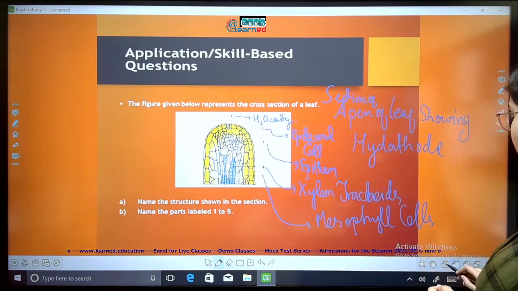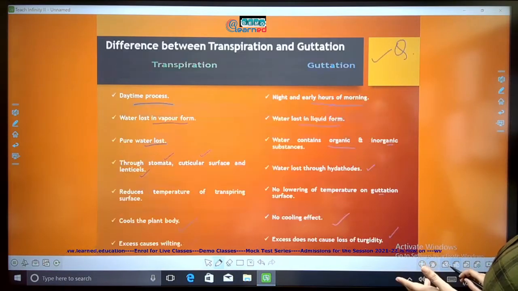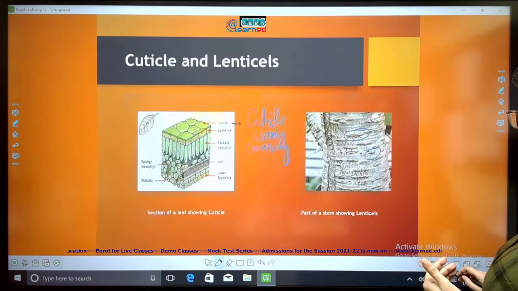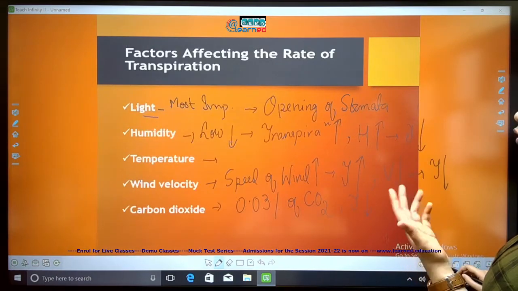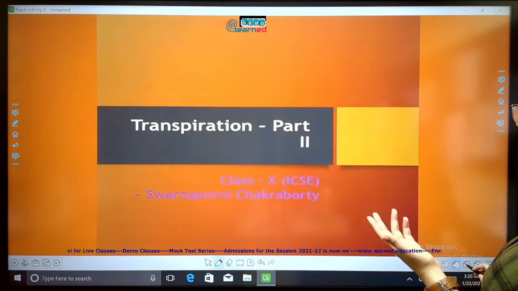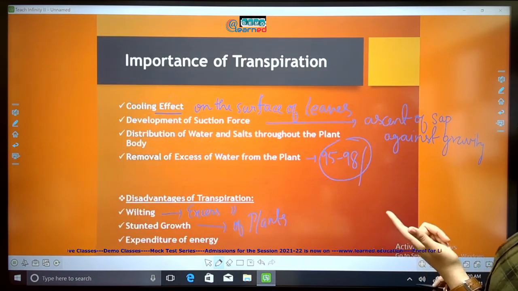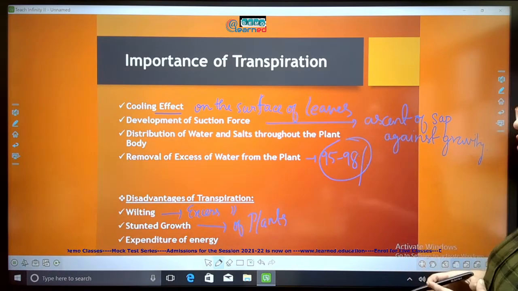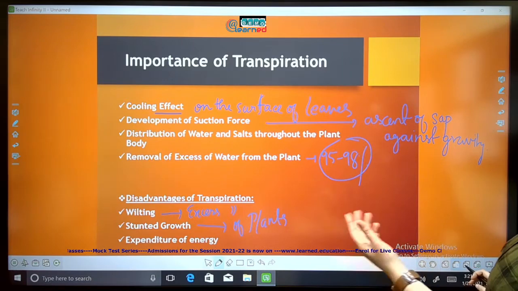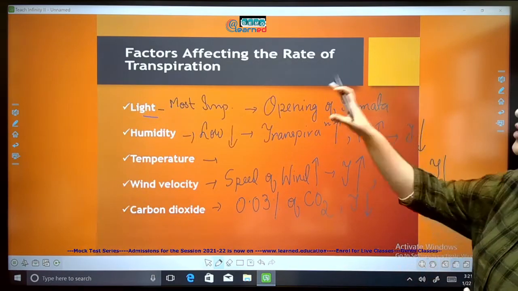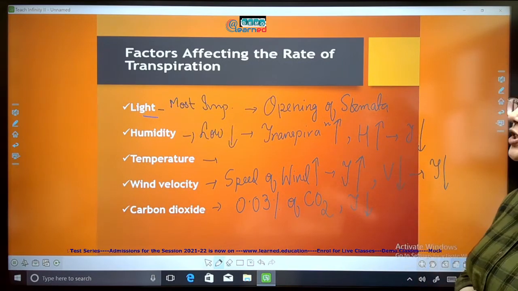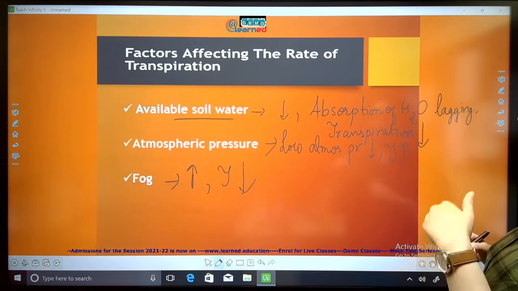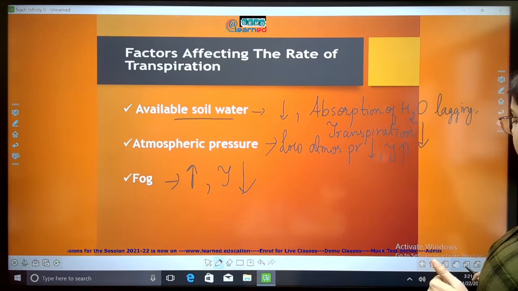Okay. So we will do a quick revision. From the first part, we spoke about transpiration, we spoke about the importance of transpiration, how transpiration is cooling the plant, how it is helping in ascent of sap, etc. We spoke about the disadvantages. We spoke about the factors which are influencing the rate. In each of these, I have shown you whether the transpiration rate is going up or down.